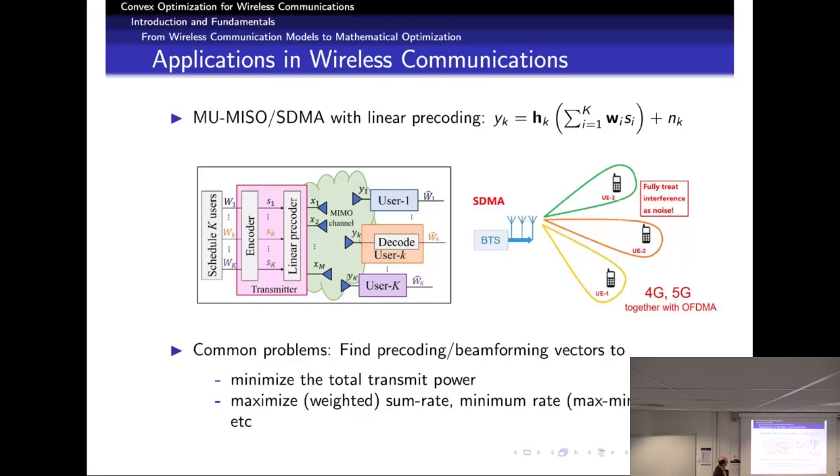Right? So here your notation in this example could be a bit different from what I used in the previous part, but it's essentially the same thing. So those could be, for instance, your QPSK streams or 16-QAM streams for each of those users, and then you linearly precode them, and you transmit this over the air.